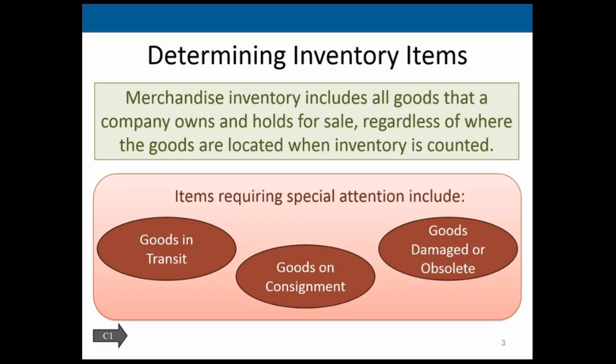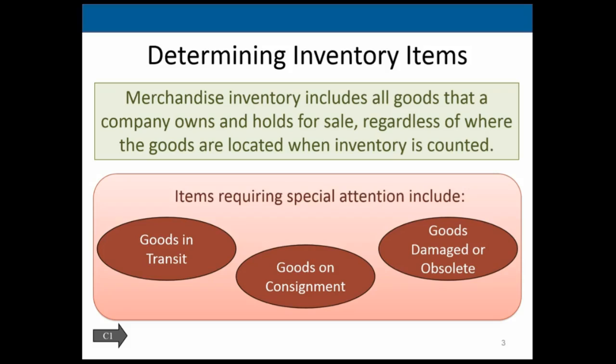Goods on consignment. Consignment means that one company is putting the goods into another company's store or warehouse, and the other company is selling it, even though they do not own it. So the original company owns it, and it's being sold at a different store or a different location. So where do we put the inventory on that? How do we deal with that? Because the inventory is going to be in a different location.